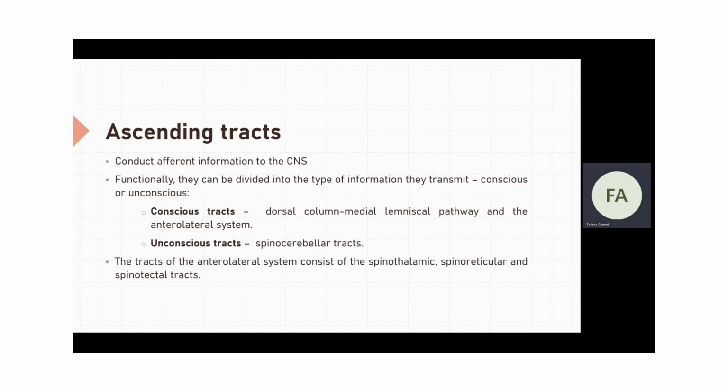The ascending tracts conduct afferent information to the CNS. Functionally, they can be divided by the type of information they transmit, which can either reach your consciousness or not reach it. The conscious tracts include the dorsal column medial lemniscal pathway and the anterolateral system, whereas the unconscious tracts are composed of the spinocerebellar tracts. The tracts of the anterolateral system consist of the spinothalamic, spinoreticular, and spinotectal tracts.